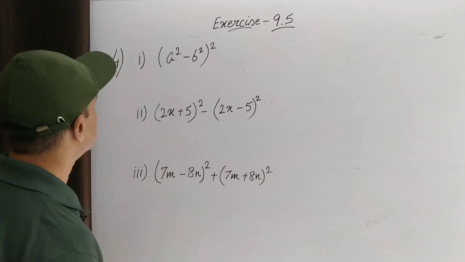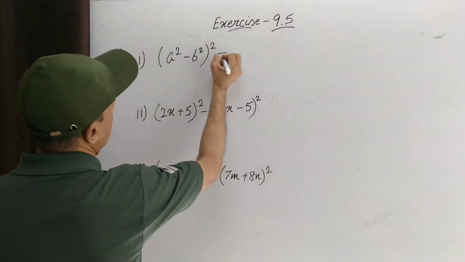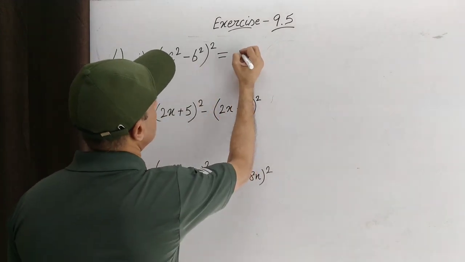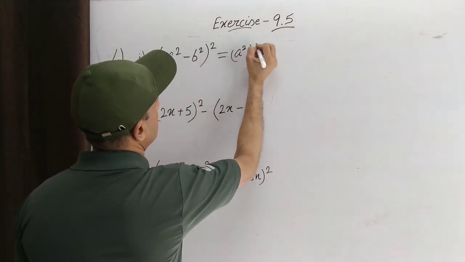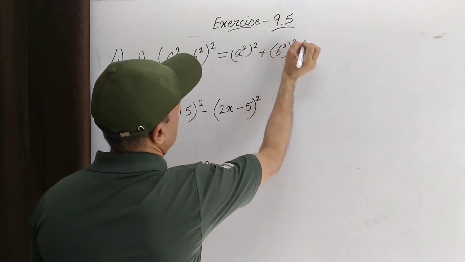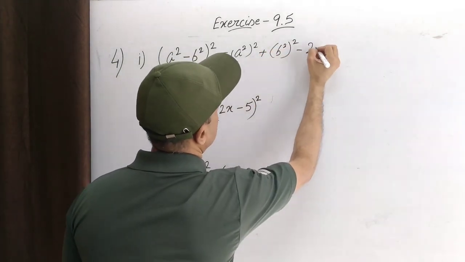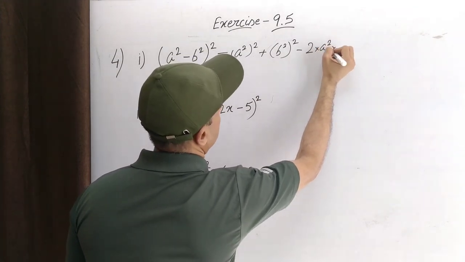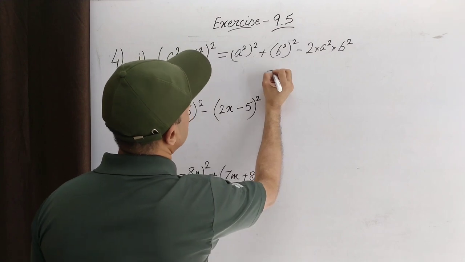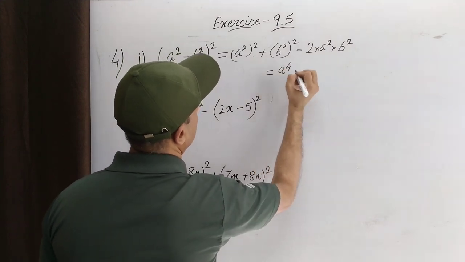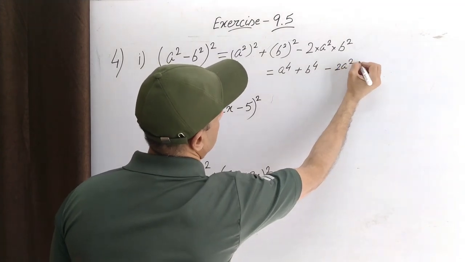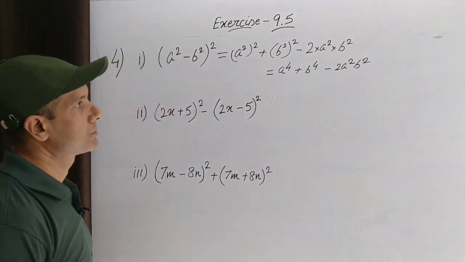Question number 4. In this case, we'll use the identity a minus b whole square, which is equal to a square plus b square minus 2 into a into b. We get the result as a to the power 4 plus b to the power 4 minus 2 a square b square.